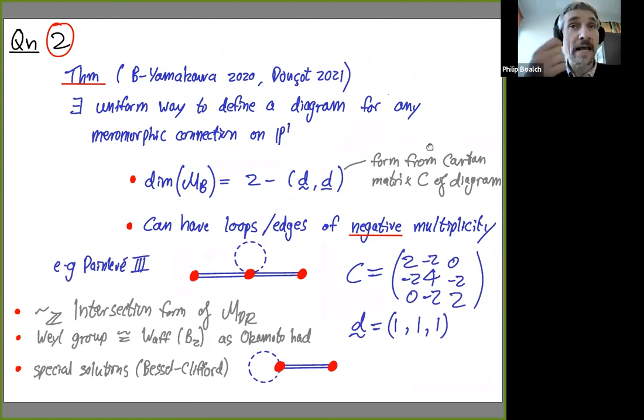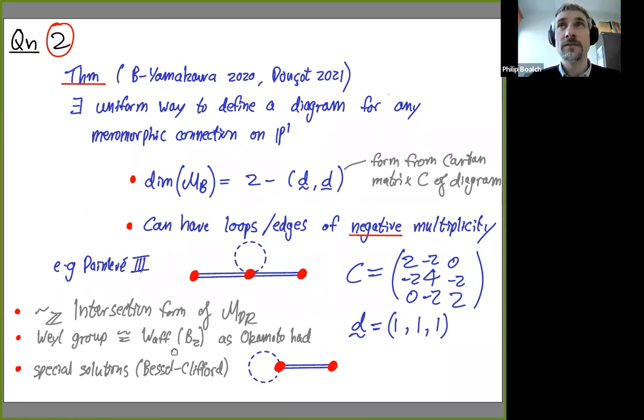So you get these negative loops. If you normalize this, if you multiply through by like 1/2, then you get the transpose of affine B2. That explains why the Weyl group of this matches the Weyl group that Okamoto has. It's really like the Langlands dual of affine B2 which is occurring.